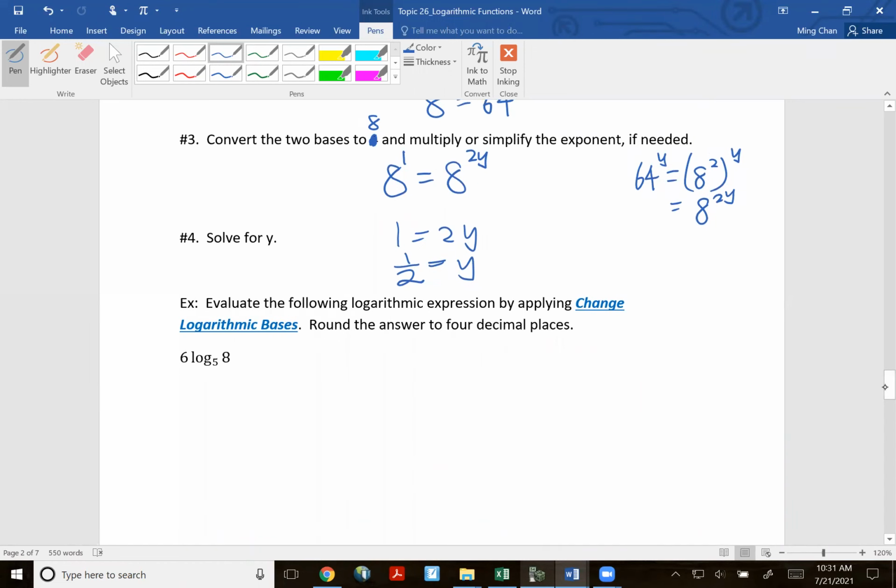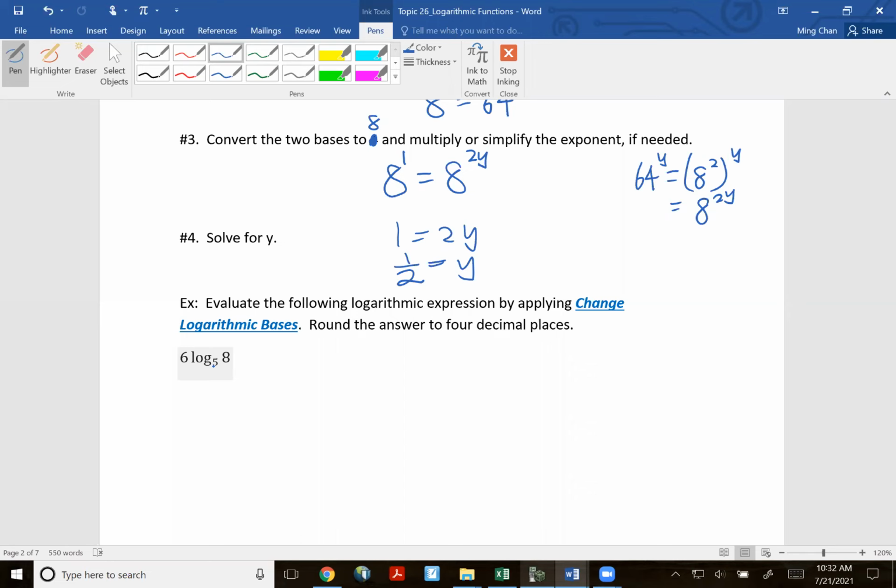All right. So what happens if you cannot make the base the same? There is no way. If you just look at this log with a base 5 of 8, there's no way I can make base 5 into a base 8. So when you cannot make the base the same, you have to use that formula I showed you earlier, changing the logarithmic base. Earlier, I used that formula to graph, but I can also use that formula to evaluate expressions.